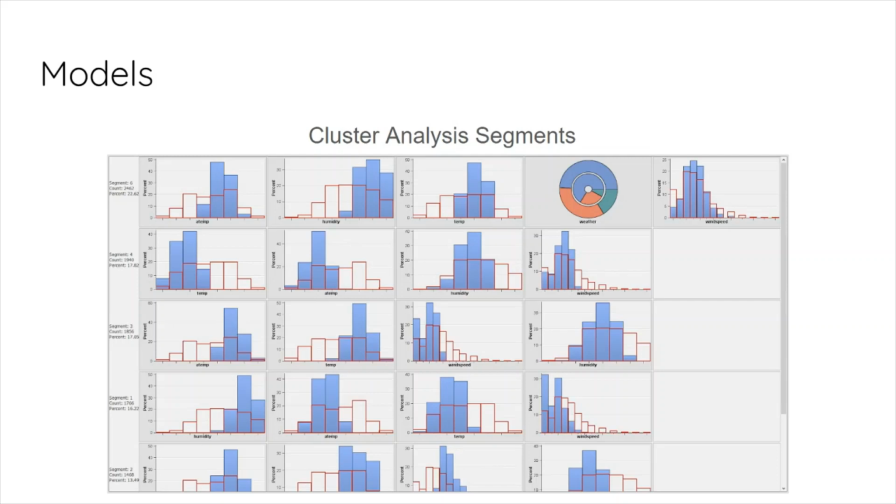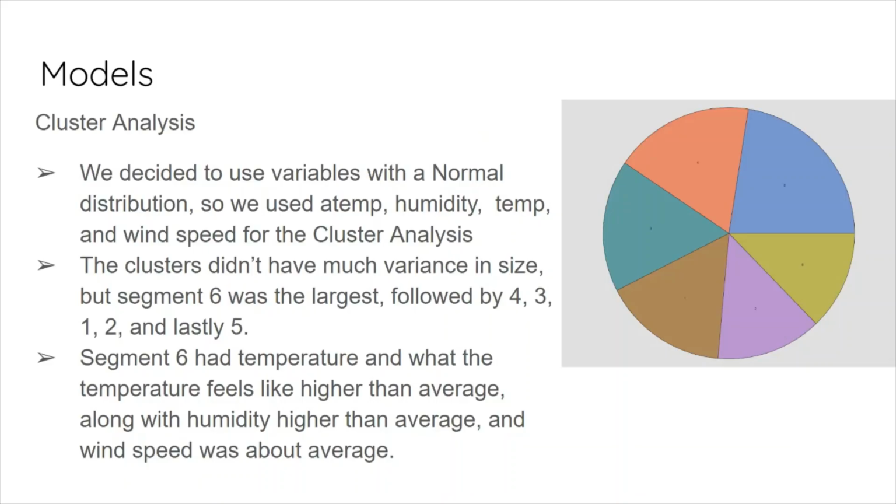Here's our cluster analysis segments. You can see that segment 6 was our largest. And we decided to use variables with a normal distribution for the cluster analysis. So we ended up using atemp, which was what the temperature actually felt like, humidity, temperature, and wind speed.